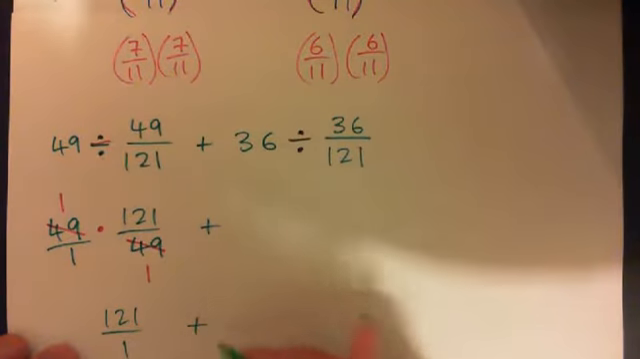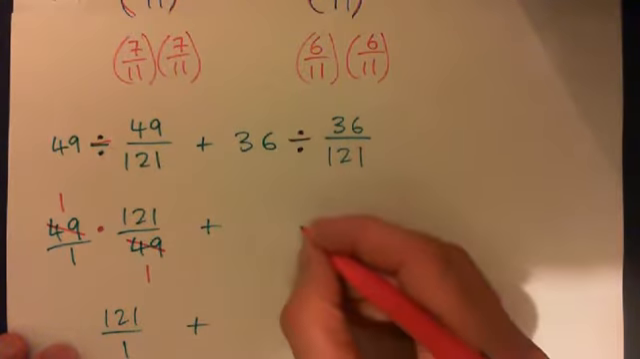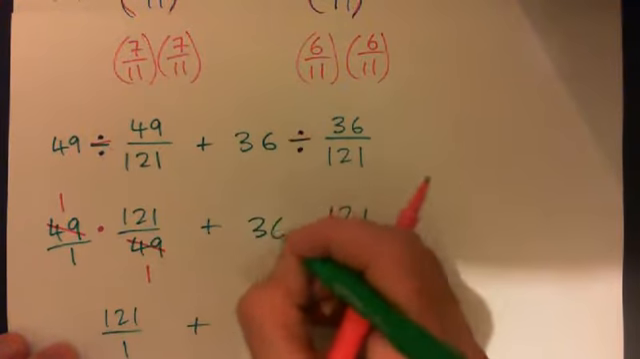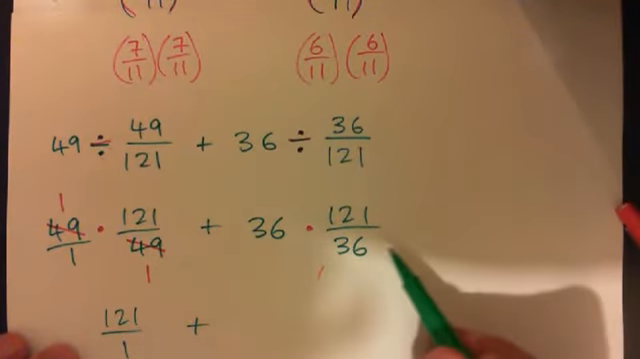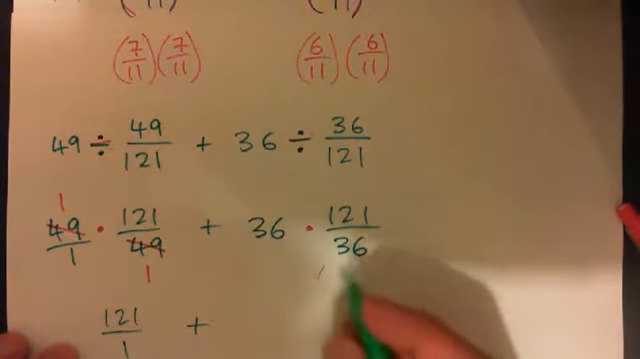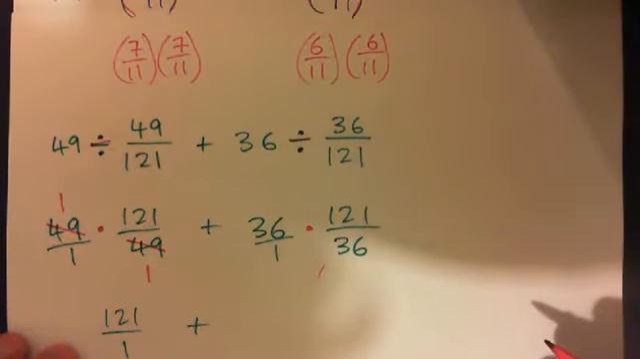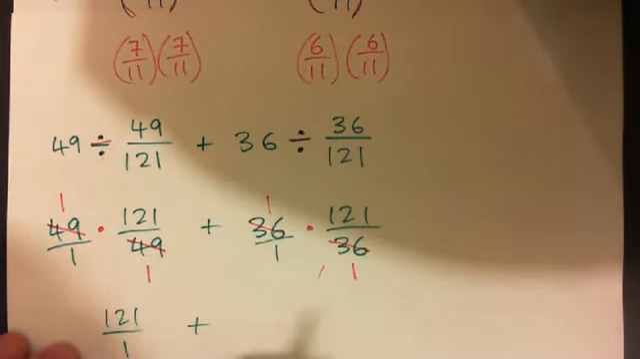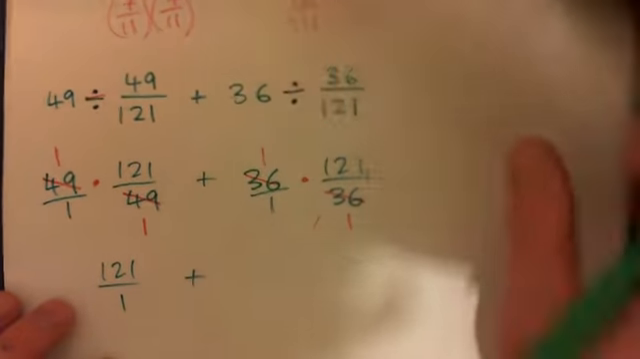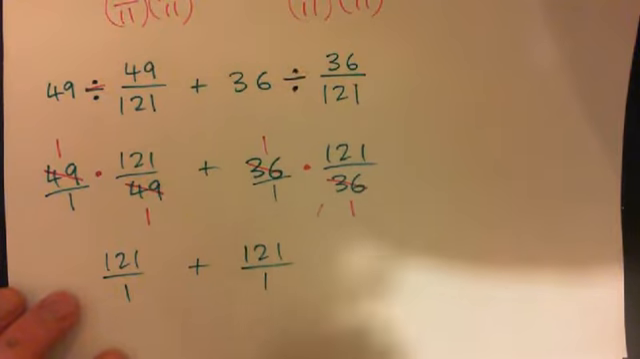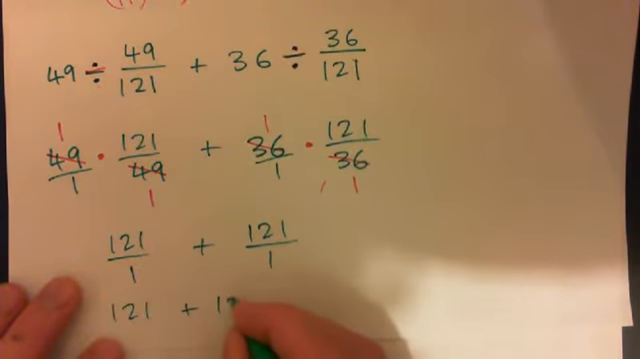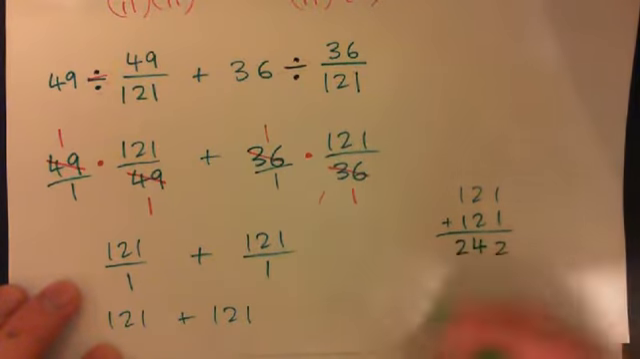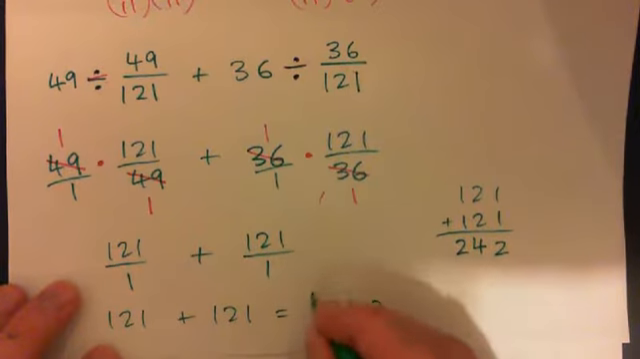And of course I'm still adding, but I now have to calculate this division. So I'm going to multiply by the reciprocal, 121 over 36, right? So it's 36 times that. And how do I do that? 36 over 1. And can I cross cancel? 36 into 36 goes once here and here. And that gives me 1 times 121, 121 over 1. So we get 121 plus 121. So that is 242. 242, right?